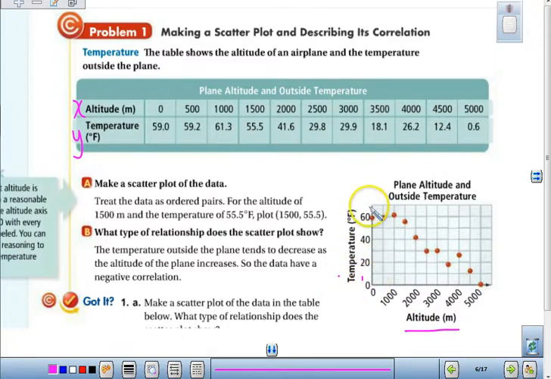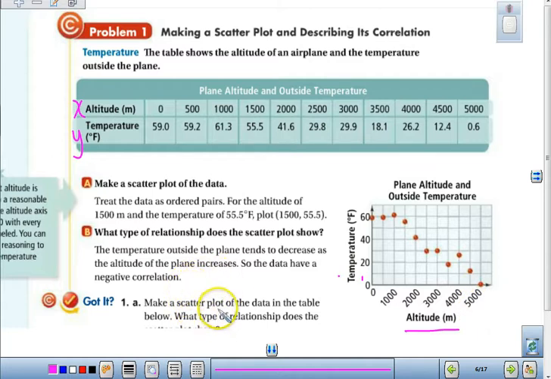You need to set the scale. And then you're going to plot the points. So you always want to look at your data first, always treating it as an ordered pair. When we look at the point 1,500 meters, 55, this is our ordered pair, 1,500, 55. So the first thing we do is make a scatter plot. And we would say that the temperature outside the plane seems to be decreasing as our altitude increases. So this would be a negative correlation.